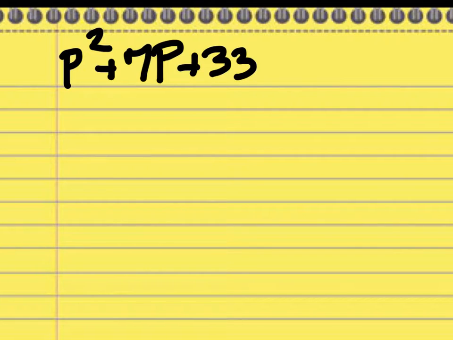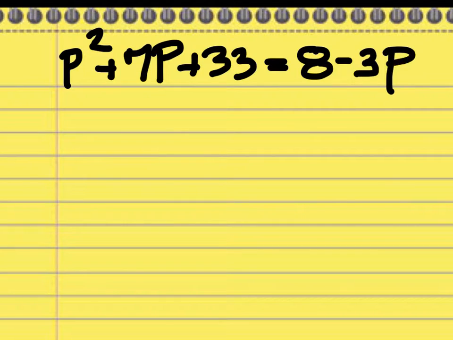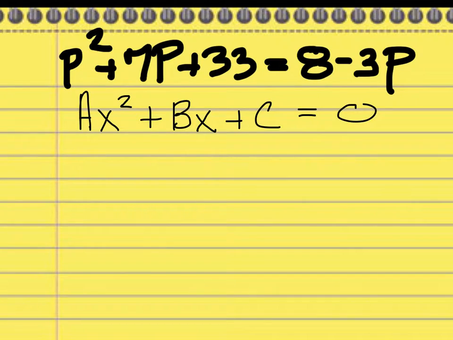Alright, the problem is p squared plus 7p plus 33 equals 8 minus 3p. We have to get it into standard form, ax squared plus bx plus c equals 0. You have an 8 and a minus 3p on the right. It's got to go over to the left.